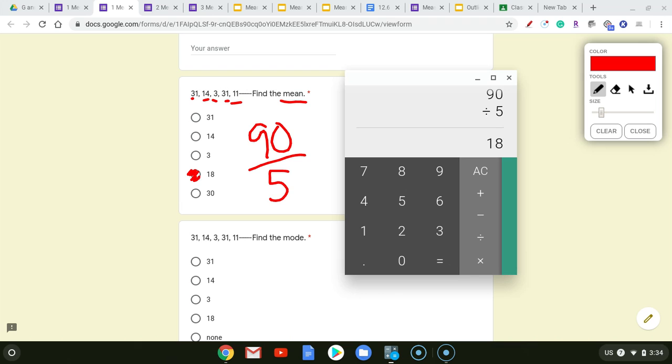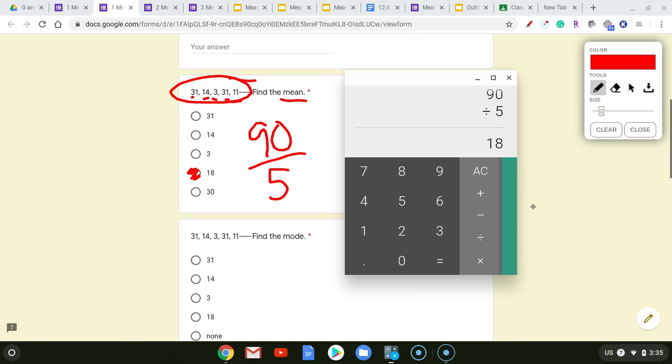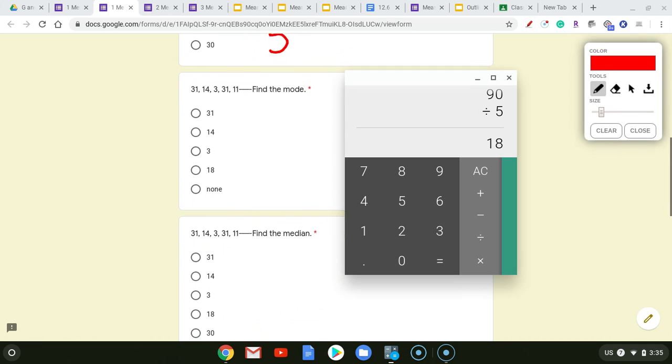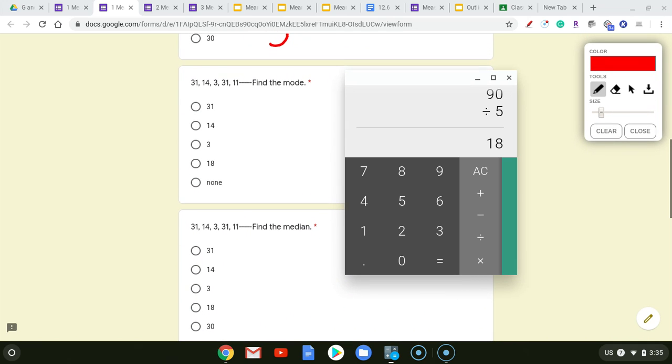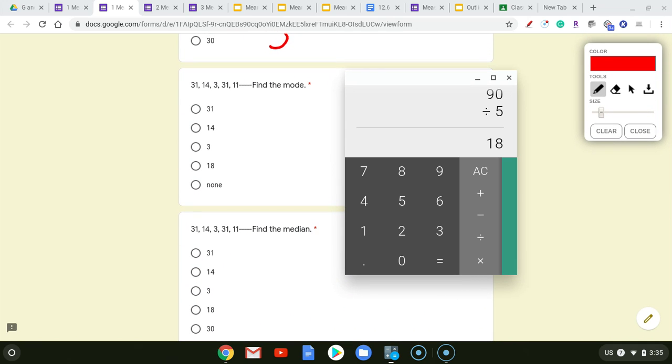Now, does 18 seem like that fair share point, that middle point between all those numbers? Yeah, there's a bunch of numbers that are bigger than that and a bunch of numbers that are less than that. So I think that's a great mean or a great average. The next one says find the mode, and the mode is the one that we see the most.